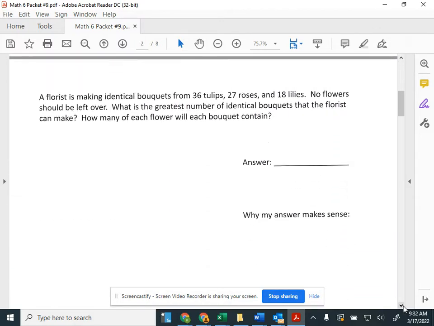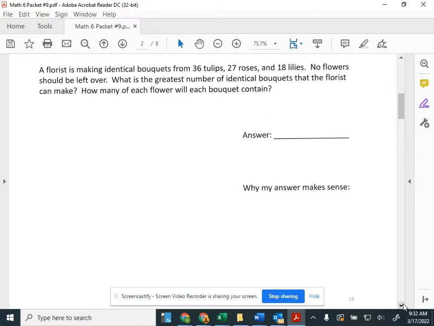A florist is making identical bouquets from 36 tulips, 27 roses, and 18 lilies. No flowers should be left over. What is the greatest number of identical bouquets that the florist can make? That's our first question. Second question is, how many of each flower will each bouquet contain? So, a bouquet is the group of flowers.